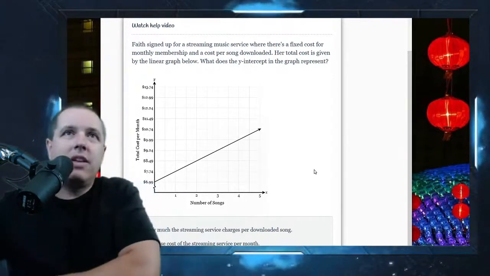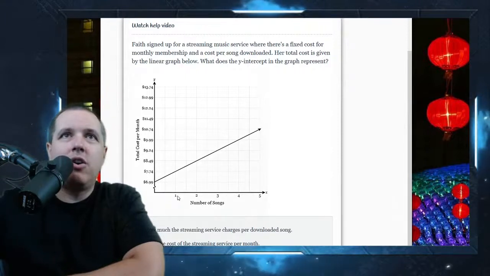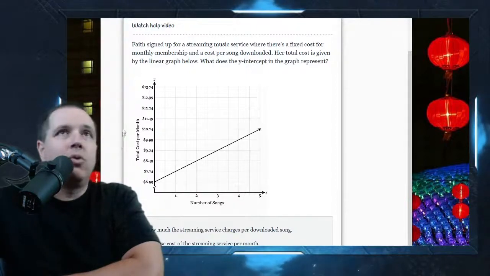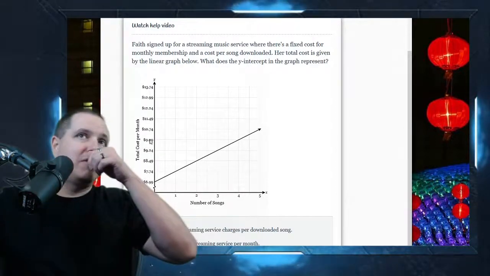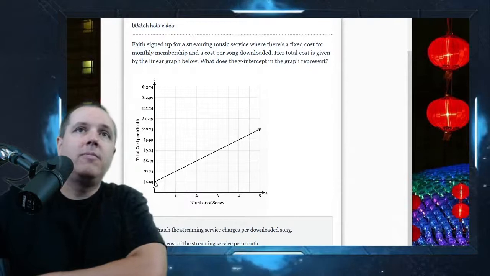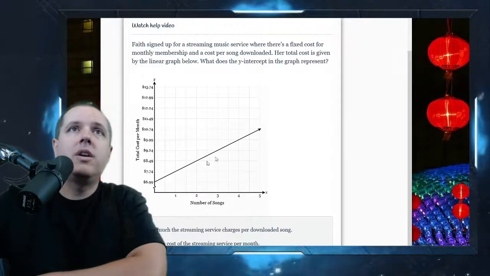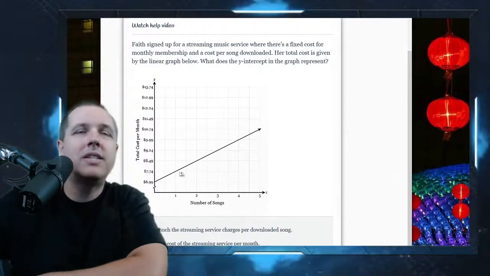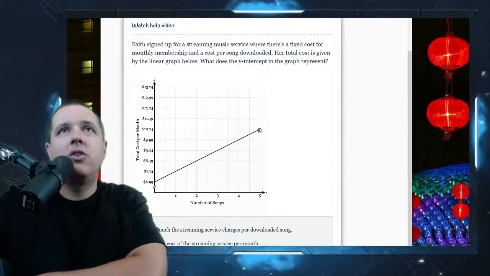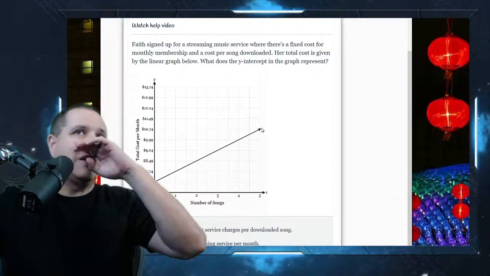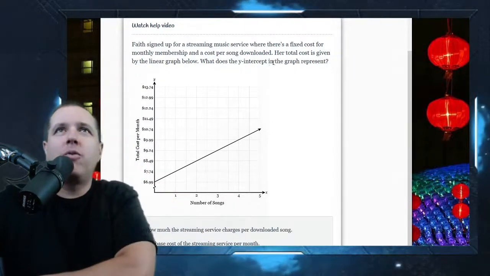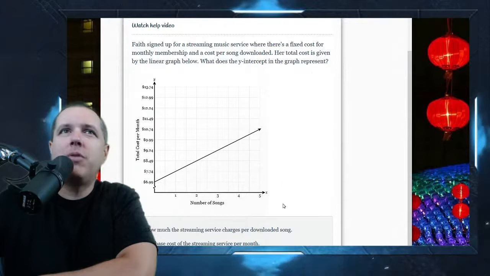Okay, so let's understand this. So it looks like here's the number of songs: 1, 2, 3, 4, 5. This is number of songs, and it's labeled. And then we have total cost per month. Okay, so we're kind of getting the sense of it. It starts at $6.99 or $7, depending on exactly where that thing is starting. And then it goes up by values for each song that she spends. Okay, so what are our possibilities for what the y-intercept on the graph represents?